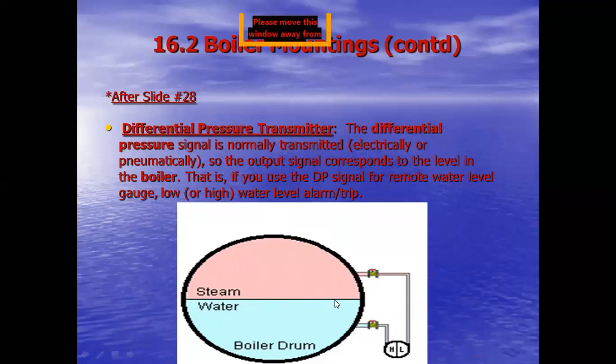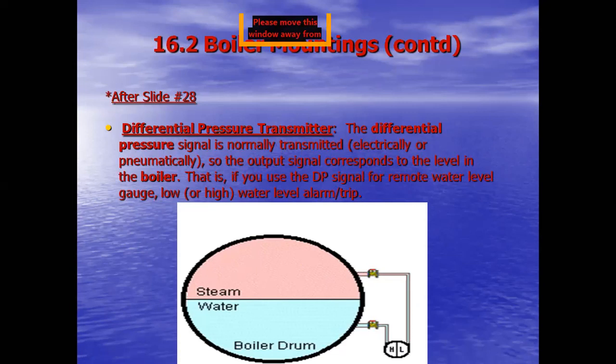Inside the boiler drum, the pressure is the same. Whatever pressure is being generated, the steam has got the same pressure, the water has got the same pressure. But due to the head of the water, at this point it is not only the steam pressure, but the head of the water also that is acting on this particular pressure switch. So this side is the high pressure, and this side would be just the steam pressure. The differential pressure signal is normally transmitted, either electrical or pneumatic, so that the output signal corresponds to the level in the boiler.